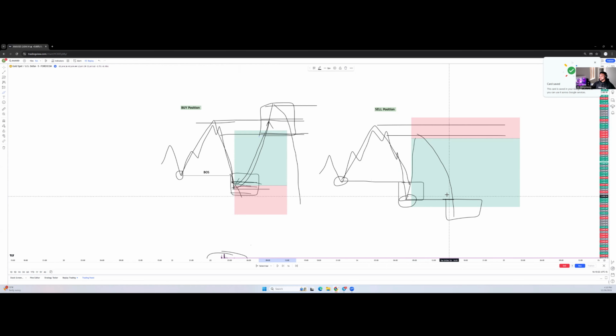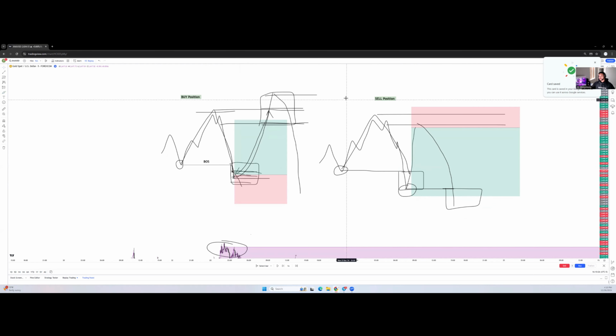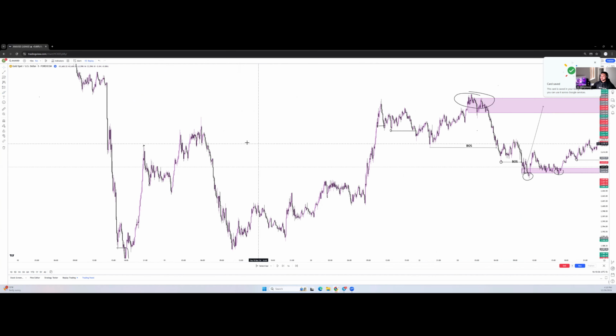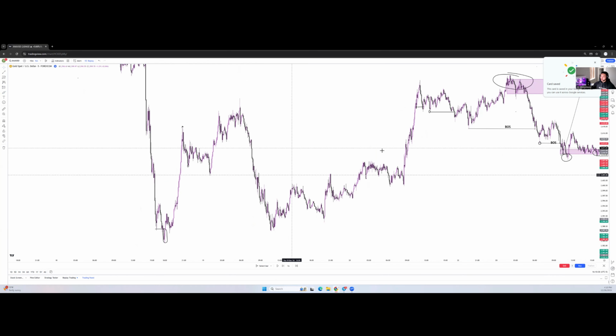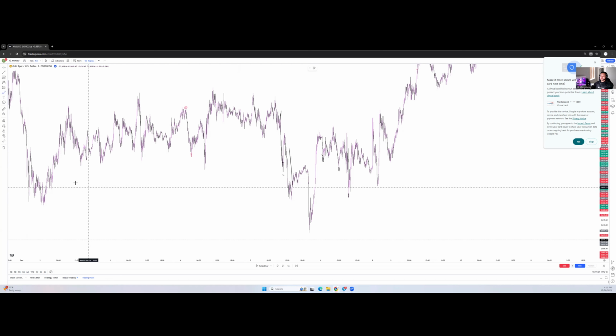So it's really just that's really how it goes. A lot of people are shocked about how simple the setup is, but I believe that less is more. So let's go ahead and get into a couple hard examples, and then we're going to get into the live trade. So let's do buy setups first.